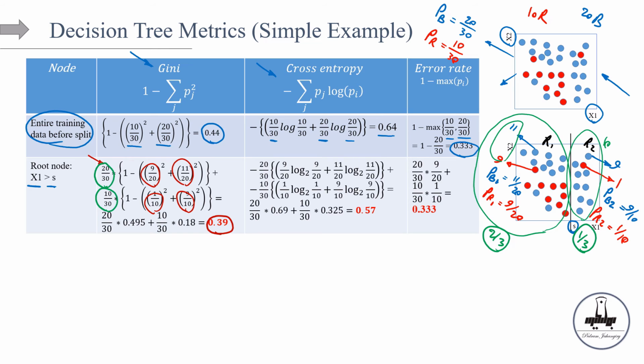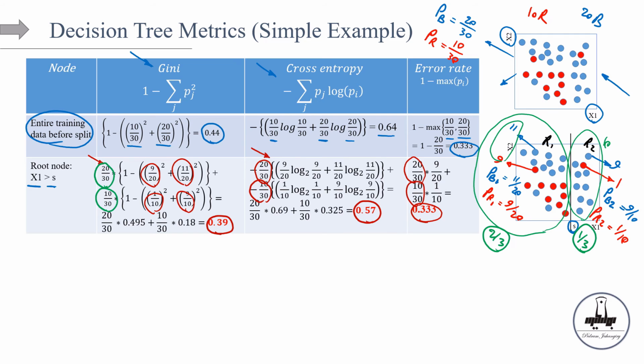We can calculate the cross entropy for this split. Exactly the same story. 2/3 probability of region 1, 1/3 probability of region 2, and within each region we can deal with their own probabilities. If you do the math, we're going to get 0.57. Same story for the misclassification error rate: 2/3 multiplied by 9/20 and 1/3 multiplied by 1/10. So we're going to come up with 0.333.